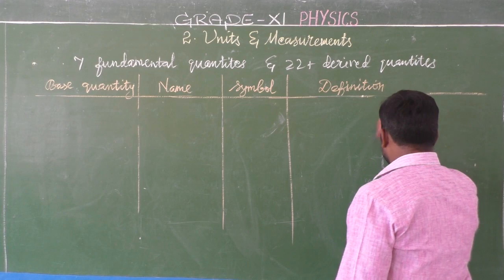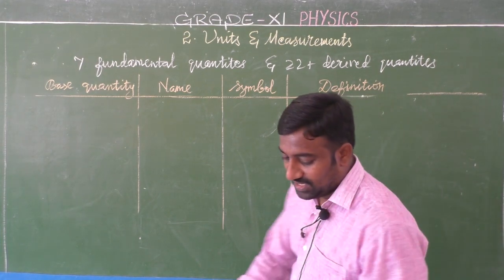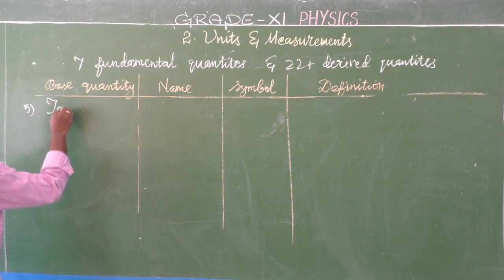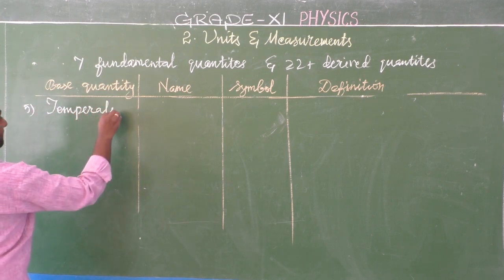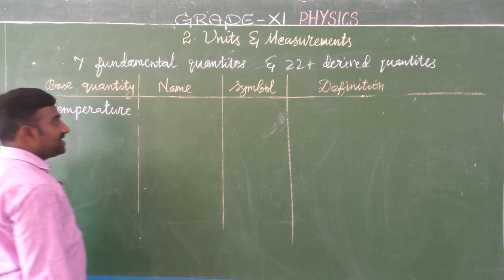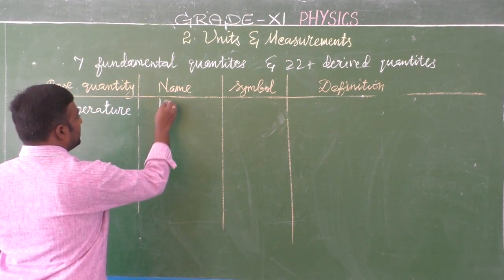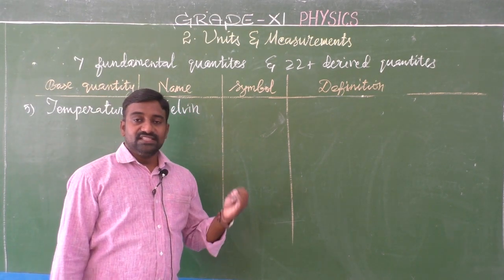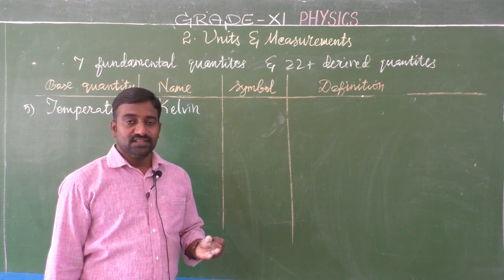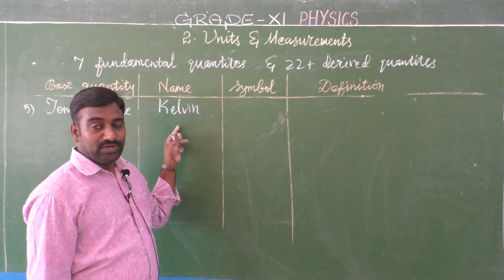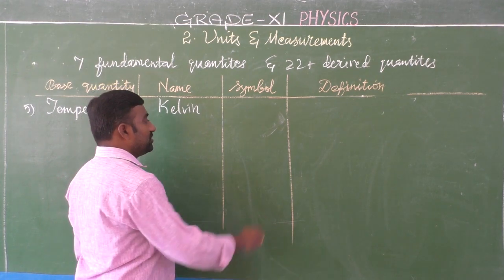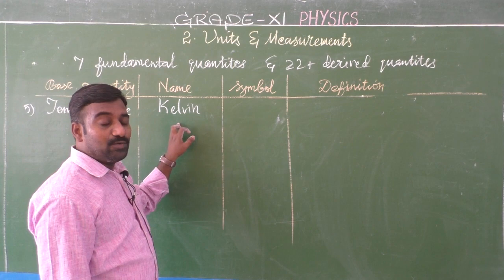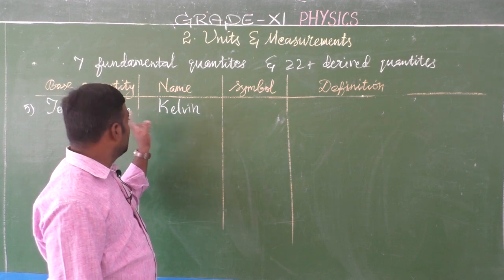So what is temperature? Temperature is a physical quantity, and the name of the unit is Kelvin. We have different units: degree Celsius, Fahrenheit, and Kelvin. But Kelvin is the SI unit of temperature. Even though we have different units to measure temperature, Kelvin is the only SI unit to measure temperature.